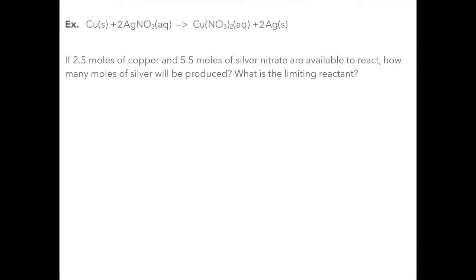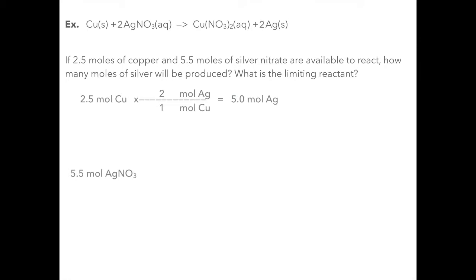So let's actually get going. My given is 2.5 moles of copper, and I'm going to convert that into moles of silver. So I'm going to put moles of copper on bottom, moles of silver up top. I'm going to use the mole-to-mole ratio. I've got 2 moles of silver for every 1 mole of copper. And so that gives me 5.0 moles of Ag. So 2.5 moles of copper will produce 5.0 moles of silver.